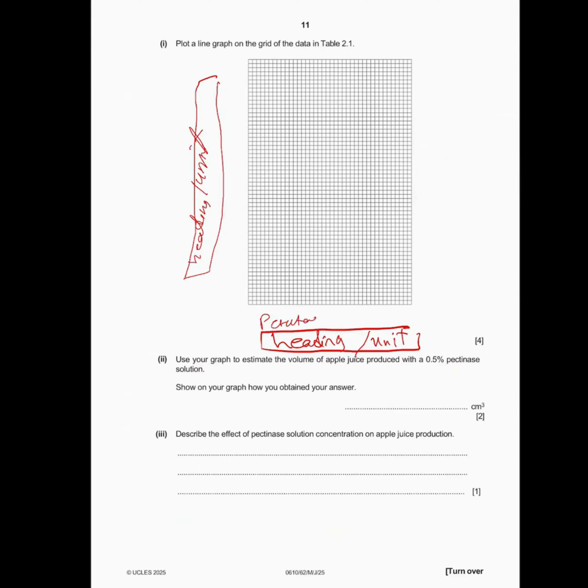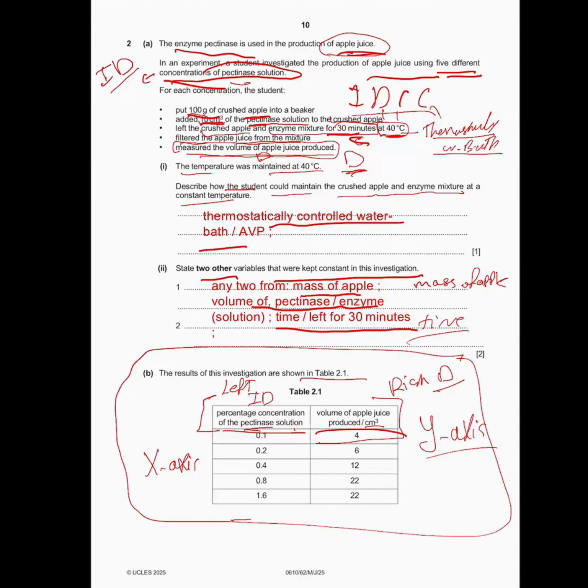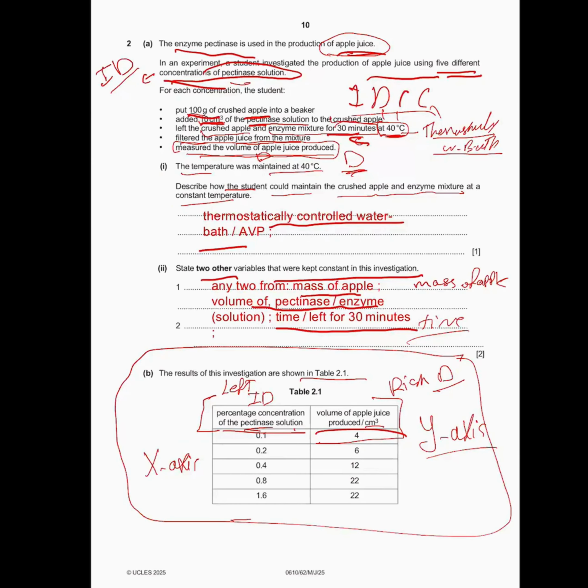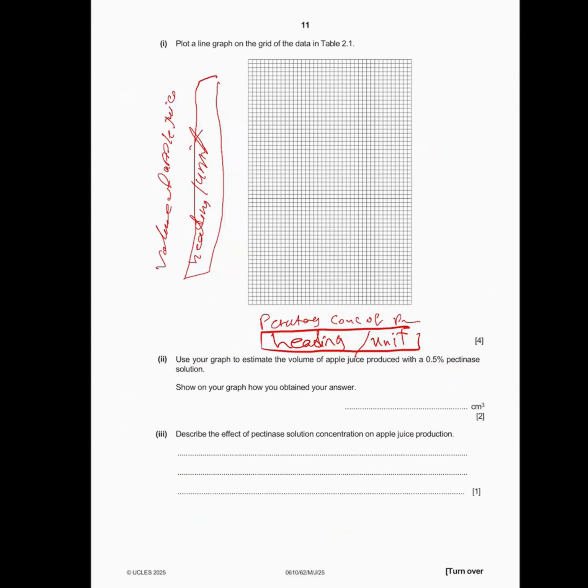Percentage concentration of pectinase solution. Is there a unit? No, it's not mentioned. Here, the volume of apple juice, and the unit is produced per centimeter cube. By doing this and this, you got 1 point out of 4. Can you imagine?